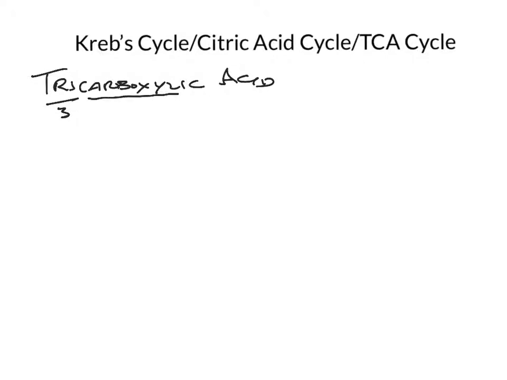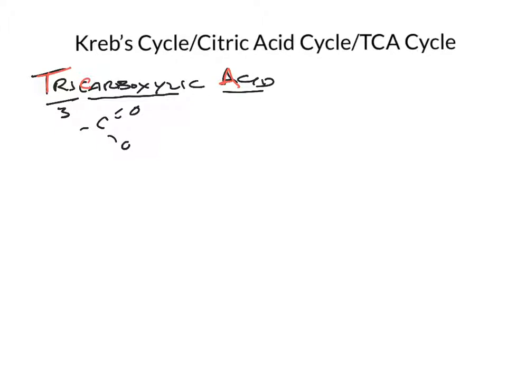What's a carboxyl group? If you think about the C terminus of proteins, they have a carboxyl group. So C double bonded to an O, to an O. Tricarboxylic acid. So citric acid has 3 of these groups on it. Hence it's got the name tricarboxylic acid. Makes sense, yes? So TCA.